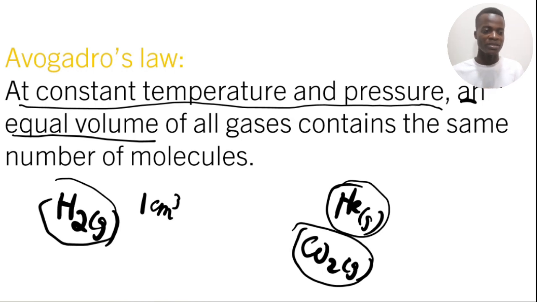At constant temperature and pressure, if you take equal volumes of any gas, we don't care which element is forming the gas. If the temperature and pressure are the same, and you take the same volume of each of them and count the number of molecules inside that volume, all of them are going to have the same number of molecules. That's Avogadro's law.